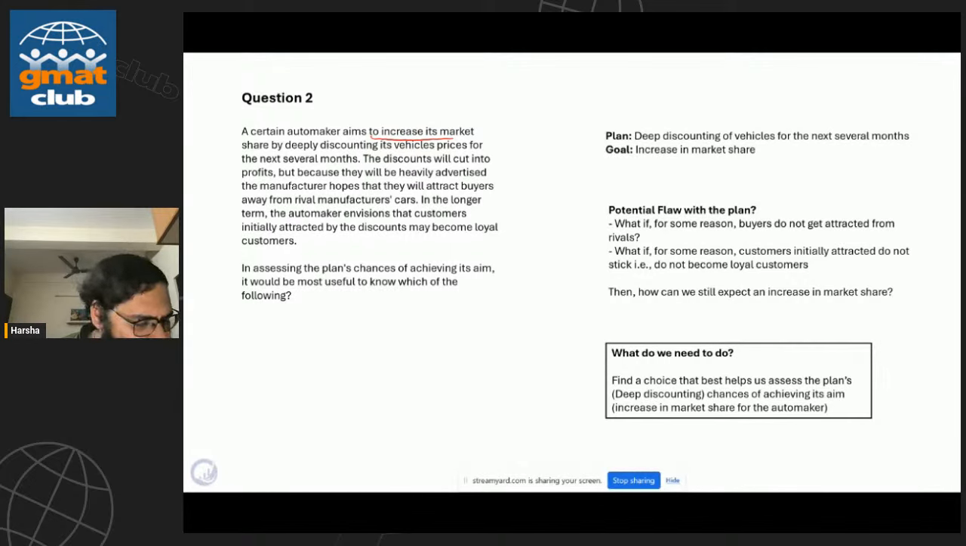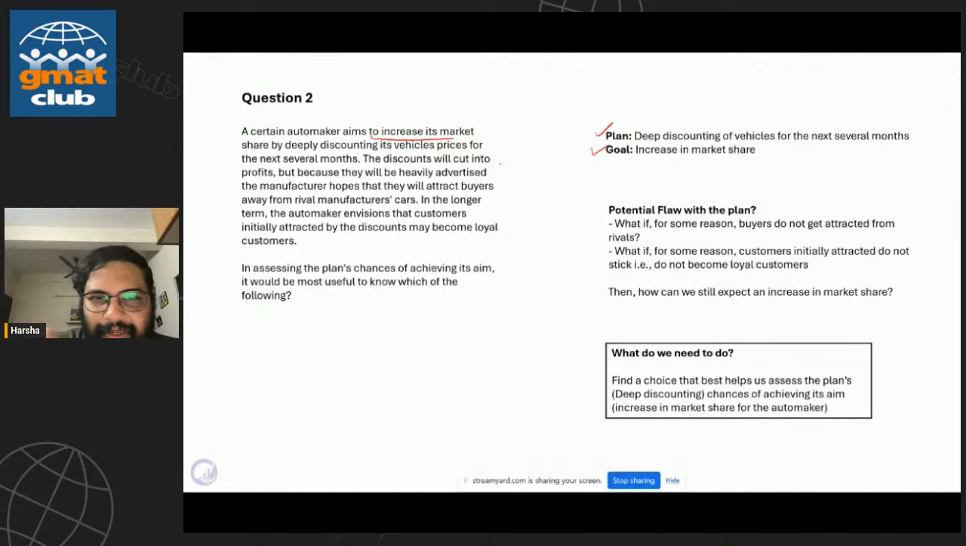Now, one of the potential flaws, I like the answer there. What if rivals give more discounts? Yeah, of course. Great. Plan, deep discounting. Very good, very good. Vikalp, Haman, Naman, all of you, great participation. Fantastic. So just be clear about this. What is the plan? Deep discounting of vehicles for the next several months. What is the goal? Increase your market share.